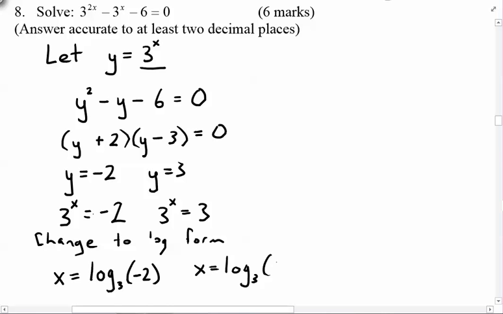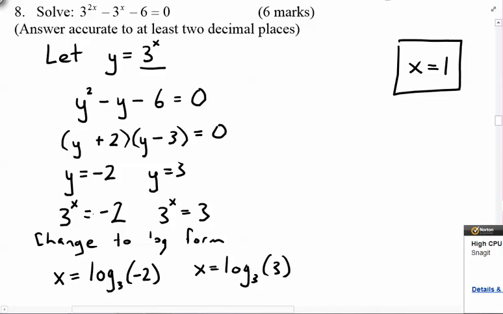Now, log base 3 of 3 is just 1, because 3 to the power of 1 is 3. Log base 3 of negative 2 does not exist, because you can't take the log of a negative number. So we only get one answer, which is 1.